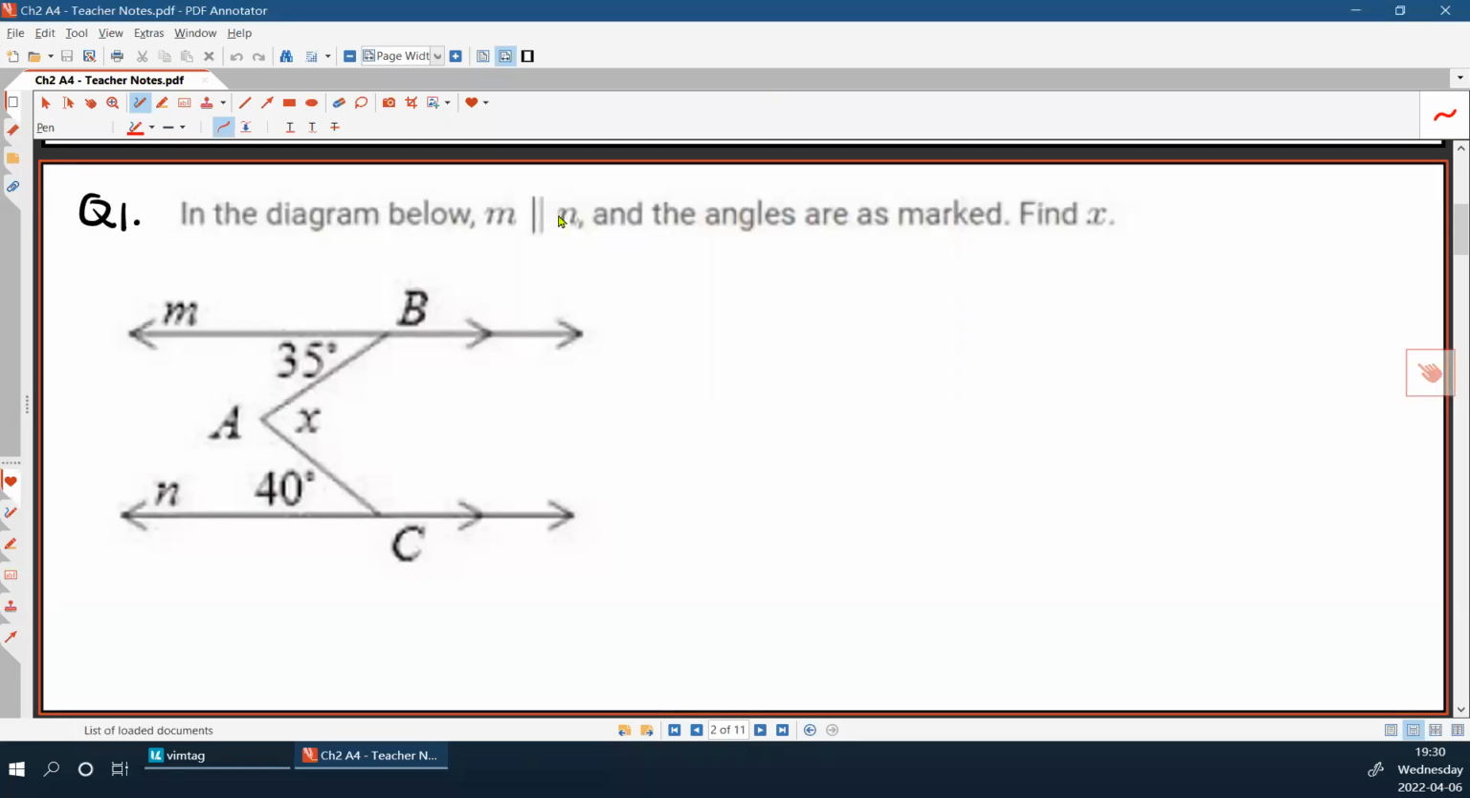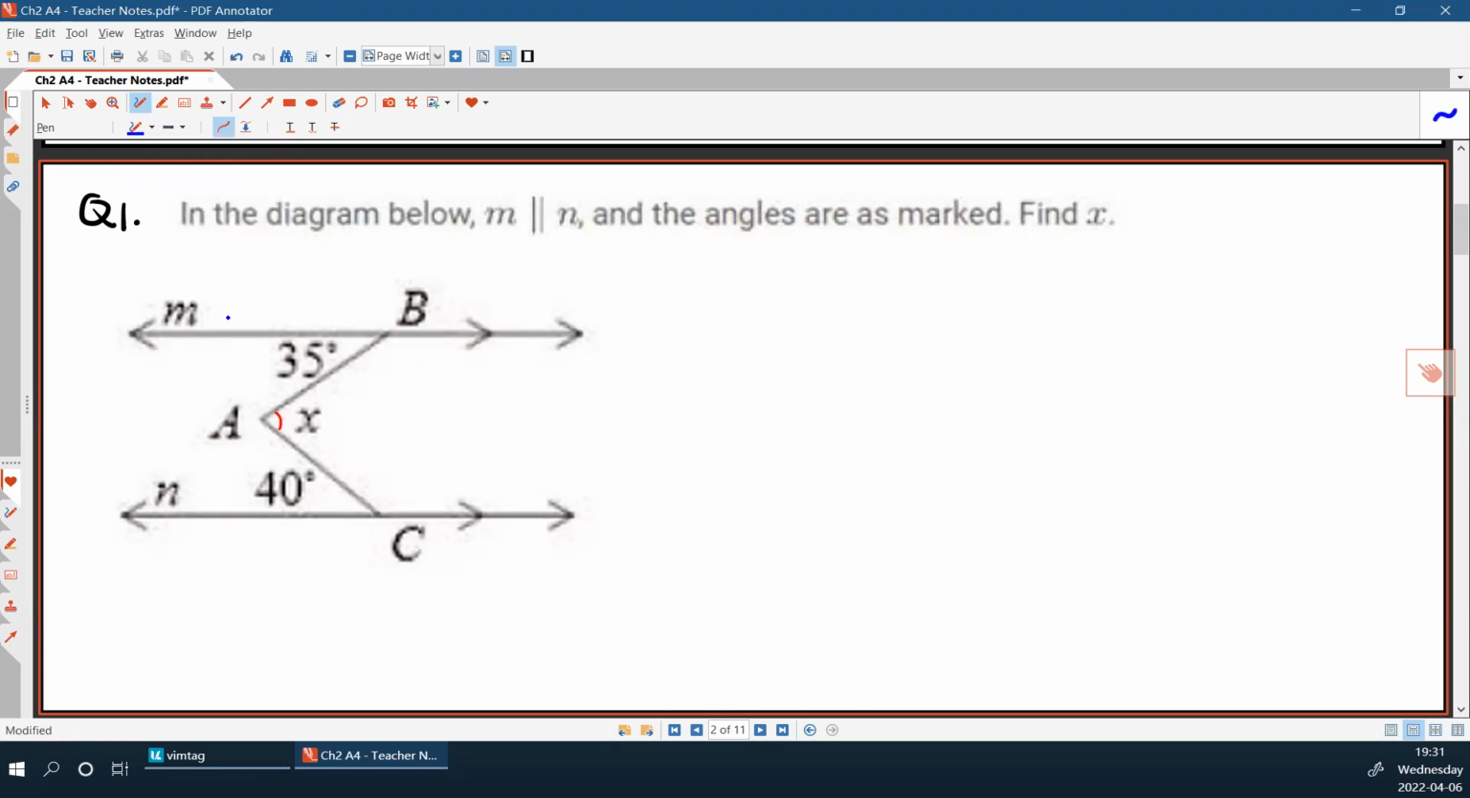Okay, first question. In this diagram below, we are given that line M is parallel to line N, and we need to find angles as marked. We need to find the angle X here. There are many ways we can solve this problem. So method one, we can.